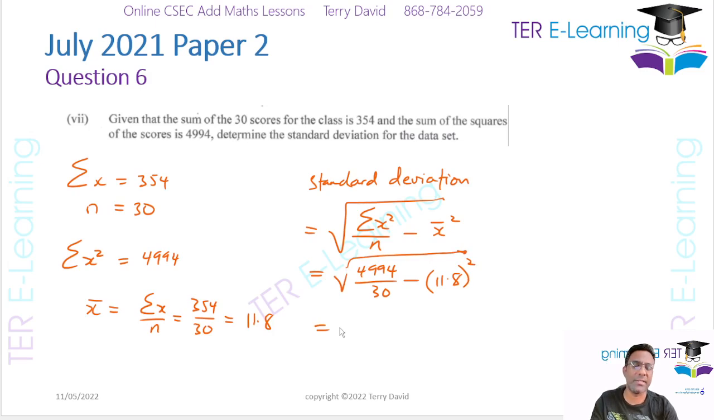And that's going to give me, let's see, 4994 divided by 30 minus 11.8 squared, and I am getting 27 point, is that correct? Oh no, sorry, I have to find the square root as well. I forgot the square root. Yeah, and that's going to give me about 5.22. So this here is 5.22, that's my standard deviation. I'm making use of this formula in order to work out my standard deviation.